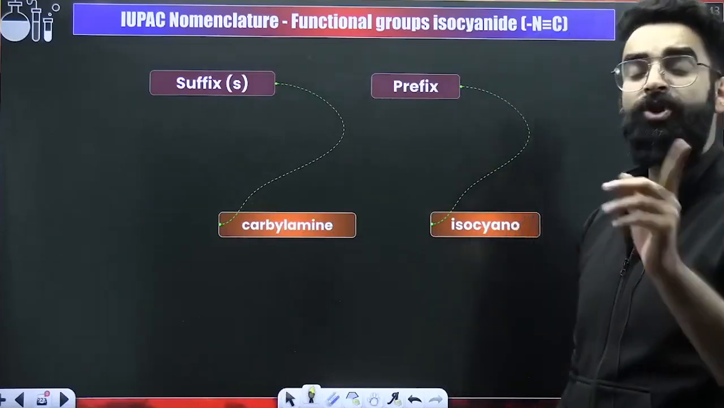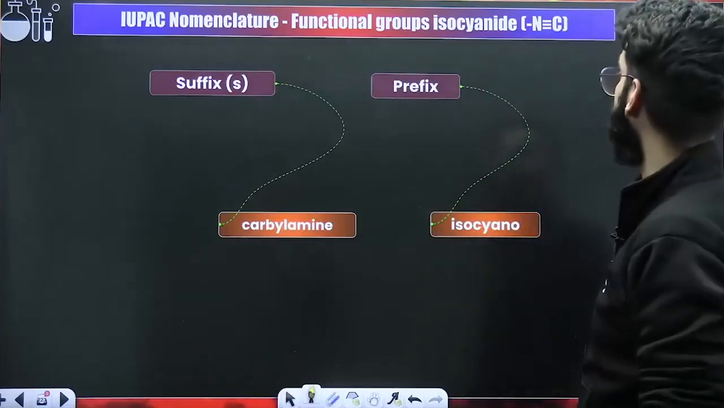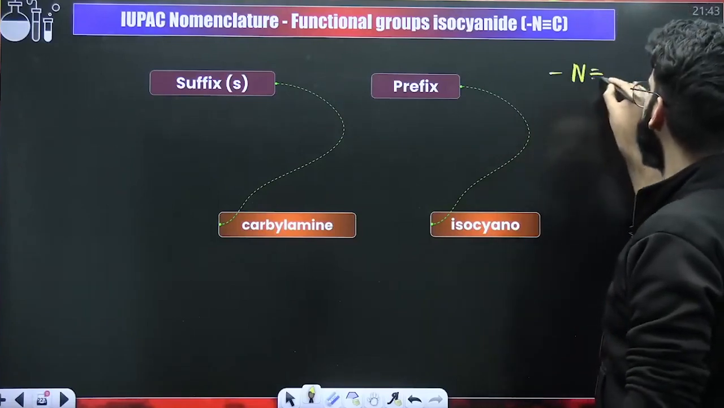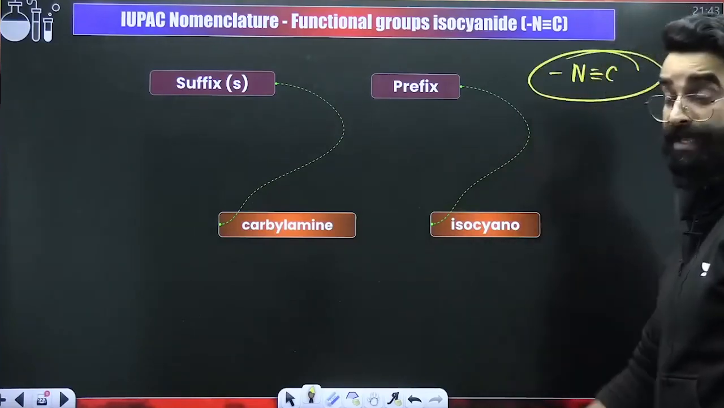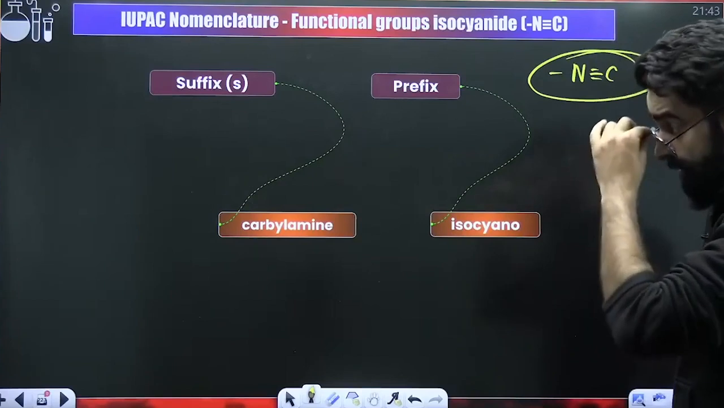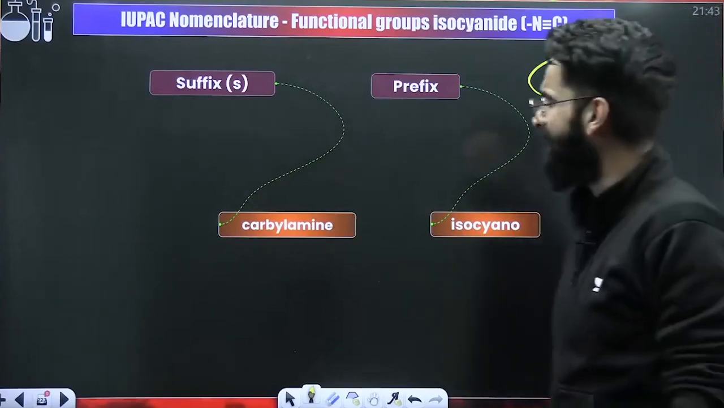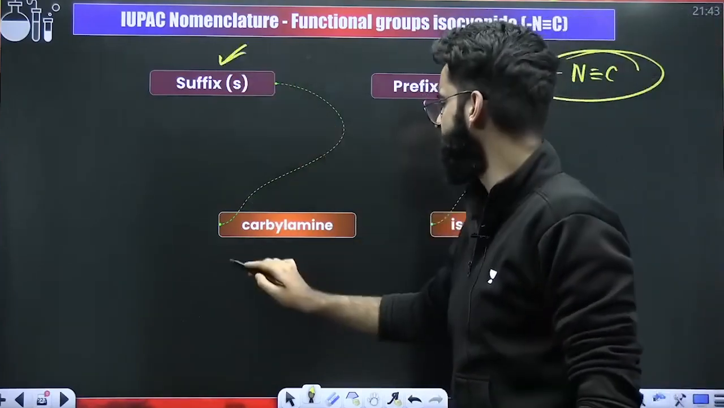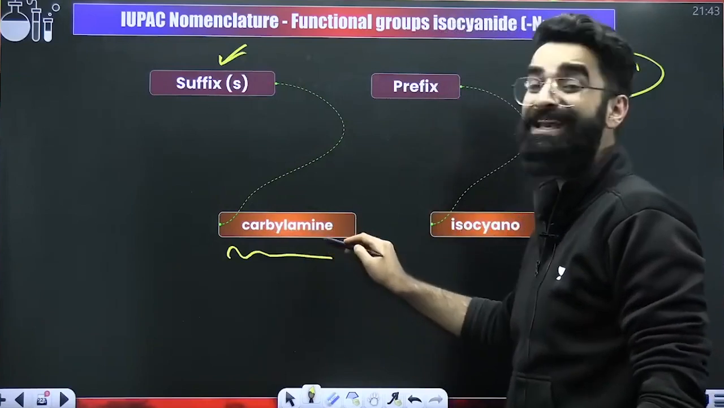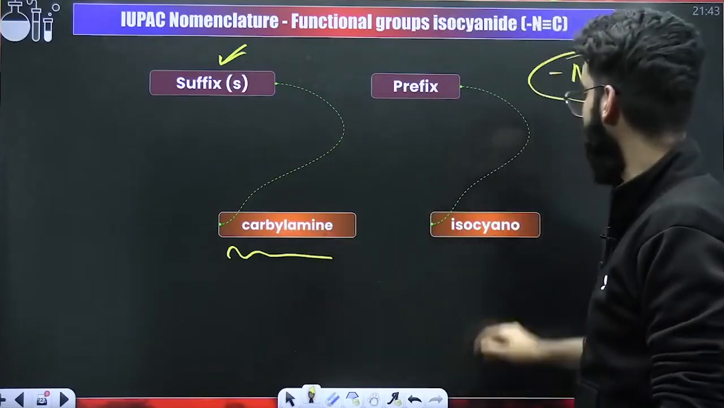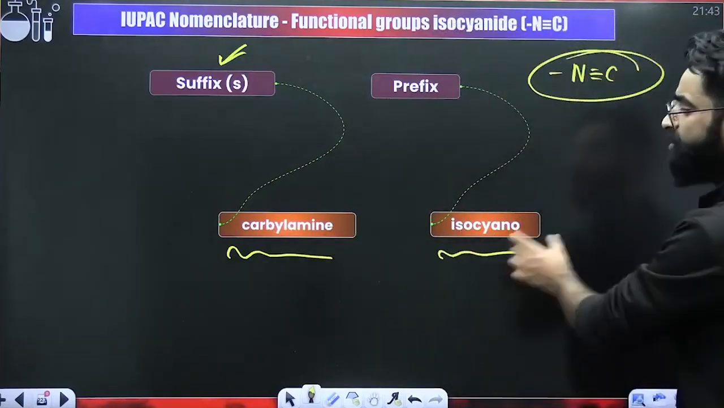Now, cyanide group we have discussed. Now there is isocyanide group, N triple bond C. This is your isocyanide group. For isocyanides, as a suffix, we use the term carbylamine. As a prefix, we use isocyano.